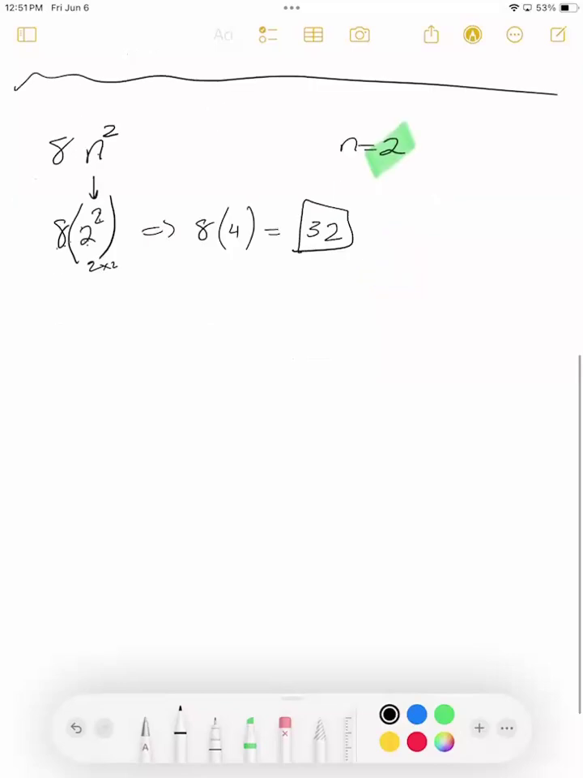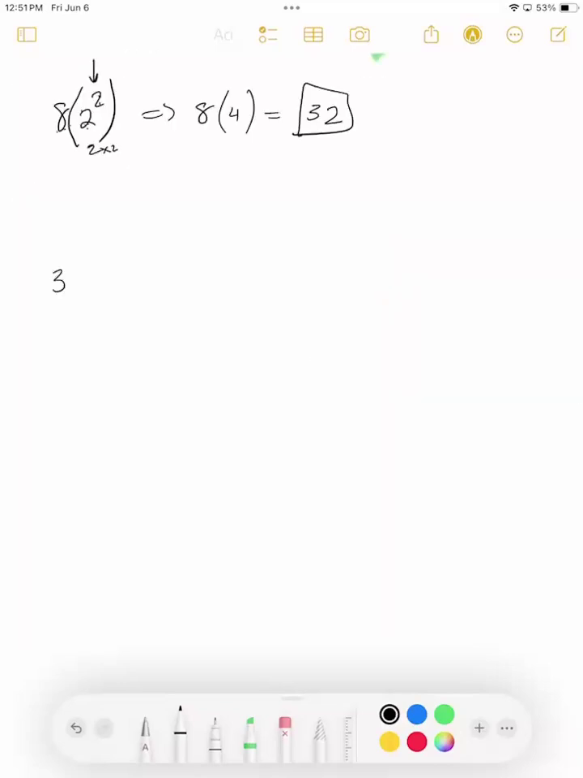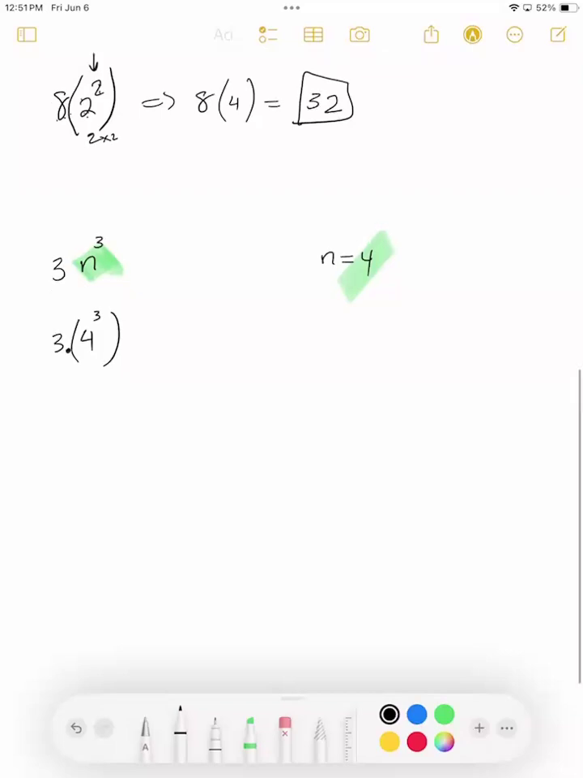Let's say you have 3n to the power 3, and let's say n is 4. So then I have to substitute 4 for n. Because this is multiplication, I'm just going to put it as 3 times 4 to the power 3. So now I see that I have a multiplication here. I have to raise 4 to the power 3. That means 4 times 4 times 4. 4 times 4 is 16.